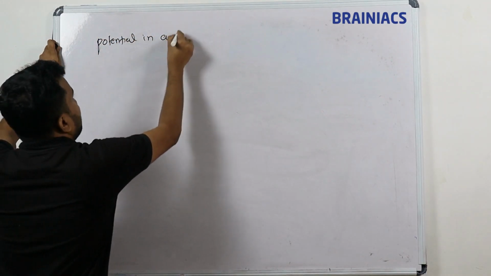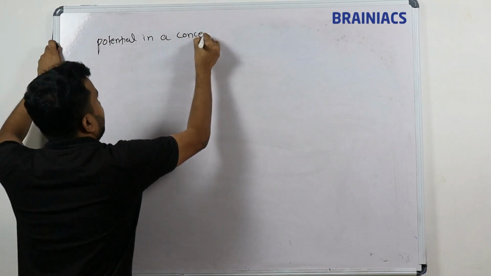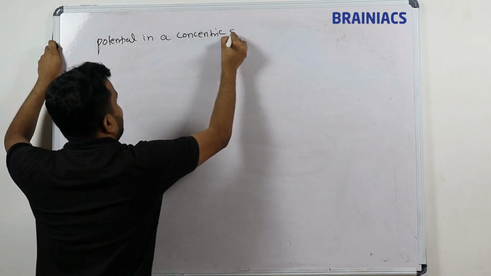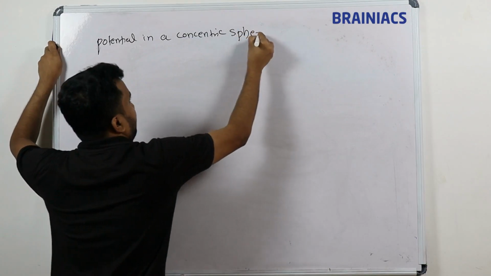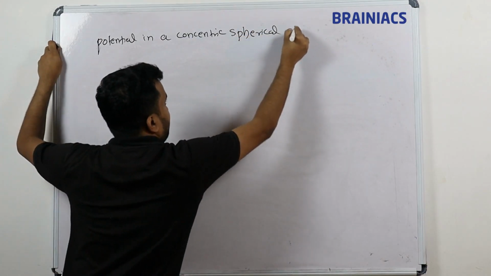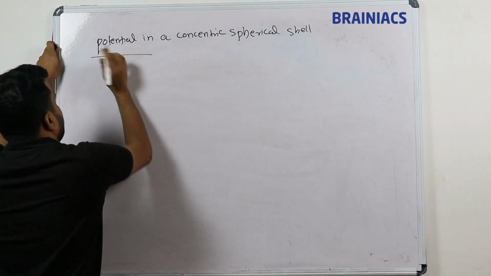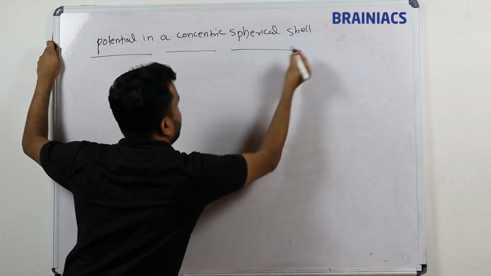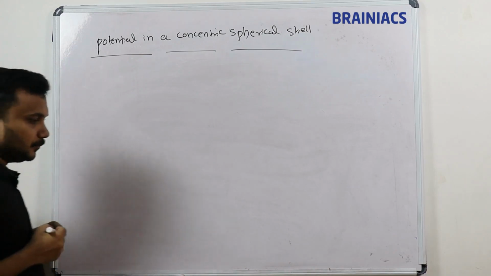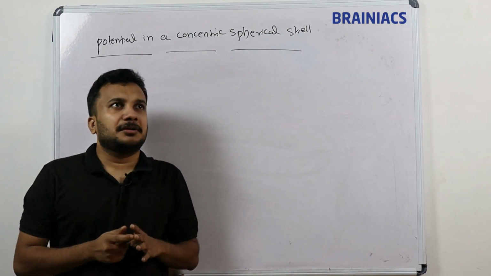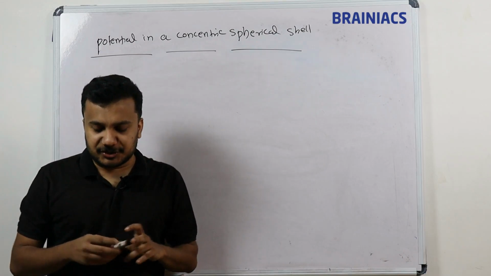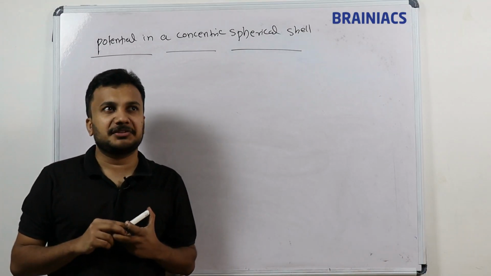in a concentric spherical shell. Potential in a concentric spherical shell. Okay. There are a few things we are going to discuss, especially I can say three cases we are going to discuss.